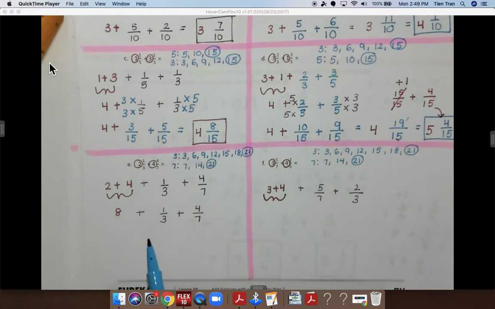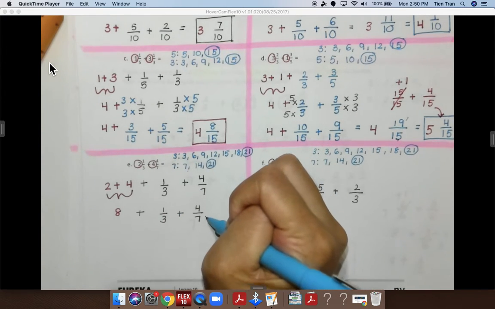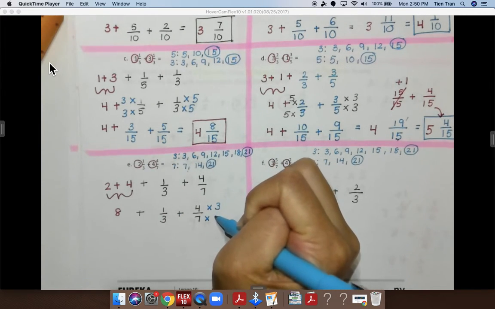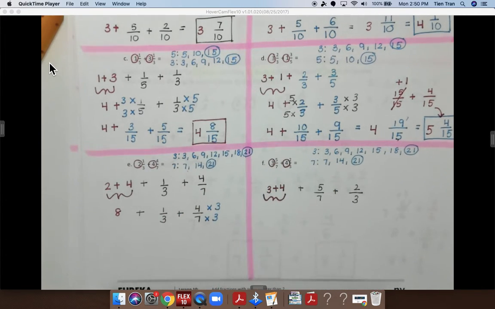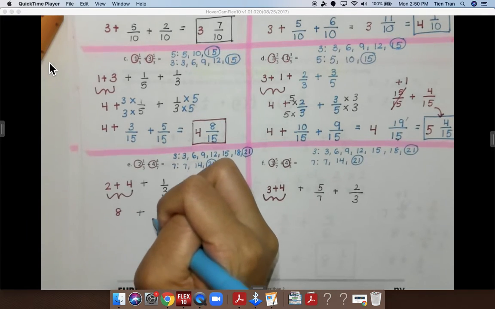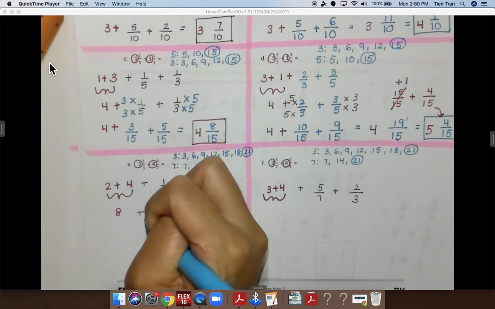I need to find out what is my common denominator for 3 and for 7. So for 3, we have 3, 6, 9, 12, 15, 18, 21. For 7, we have 7, 14, 21. So 21 is my common denominator. So what I'm going to do is multiply times 3 to get 21 in the denominator. On this side, I'm multiplying times 7.